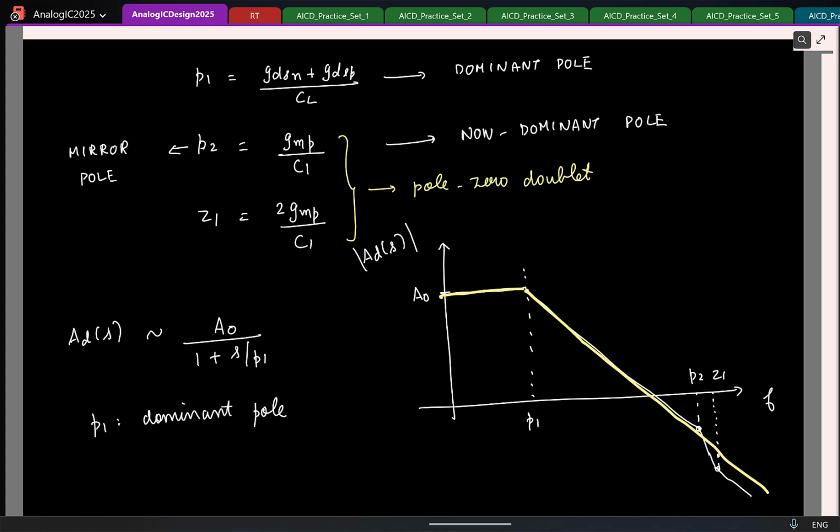And typically, if you have a large load capacitor in your OTA, the dominant pole can be associated to that load capacitor and the output resistance. This is assuming CL is really large.